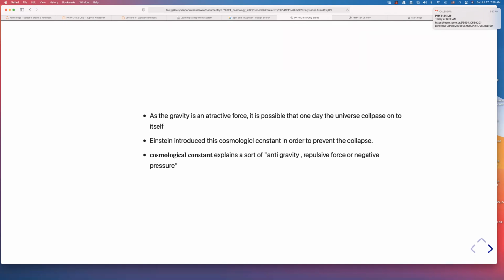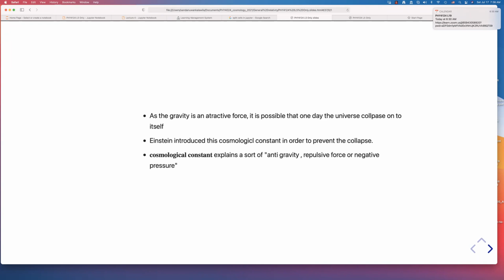What the cosmological constant actually explains is something like an anti-gravity, a repulsive force, a negative pressure, which will cancel out this collapse that could happen with gravity. So that is his idea, right? That's what this cosmological constant means actually.